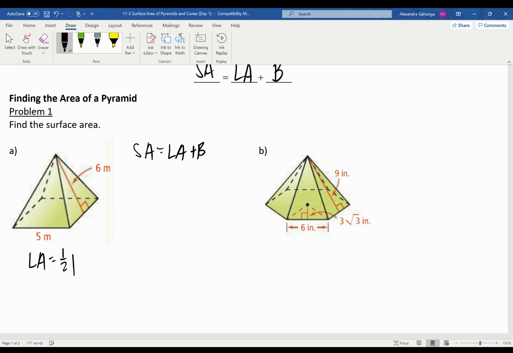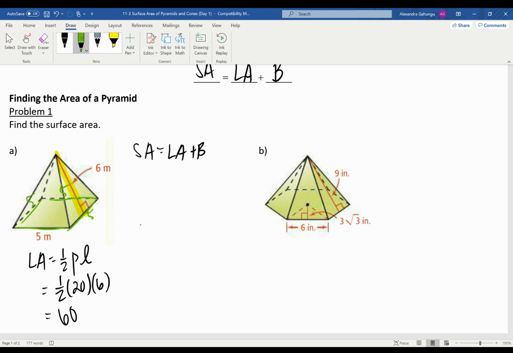So it's 1/2 the perimeter times the slant height. Perimeter of this guy, it's a square here, so we're 5s all around. So it's 1/2 20, because it's 4 times 5. And the slant height ends up being the height of just that guy. So it's 6. So we're going to get 60 for our lateral area.